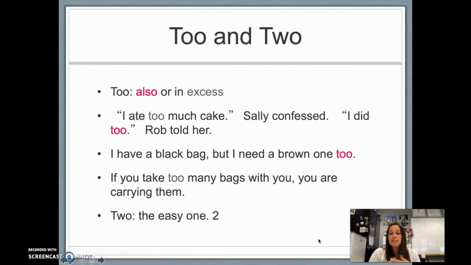I did too means I did also, right? I have a black bag, but I need a brown one too, meaning also. If you take too many bags with you, that's the amount in excess, you are carrying them.